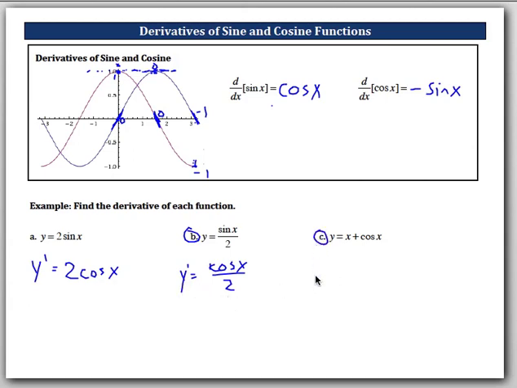And letter C, here, y prime. Well, the derivative of x is just 1, so this is that sum of derivatives here. And then the derivative of cosine x is, well, minus sine x. All right, so that is derivatives of sine and cosine functions. Pretty simple. You just have to remember which one changes a sign and which one doesn't.